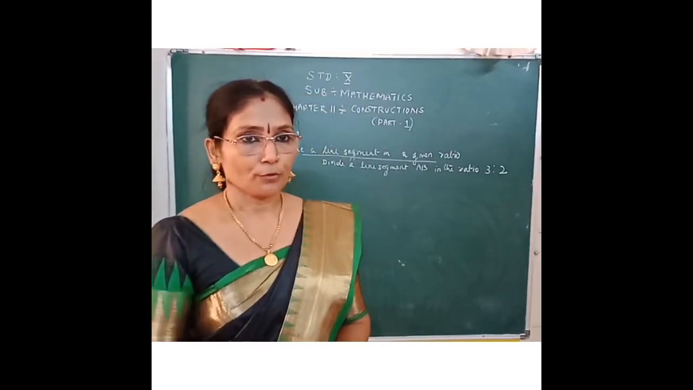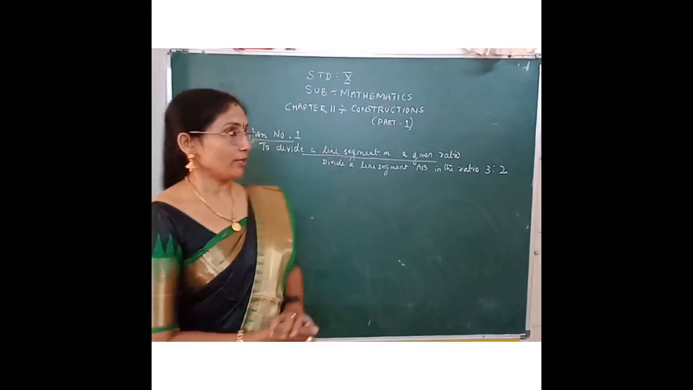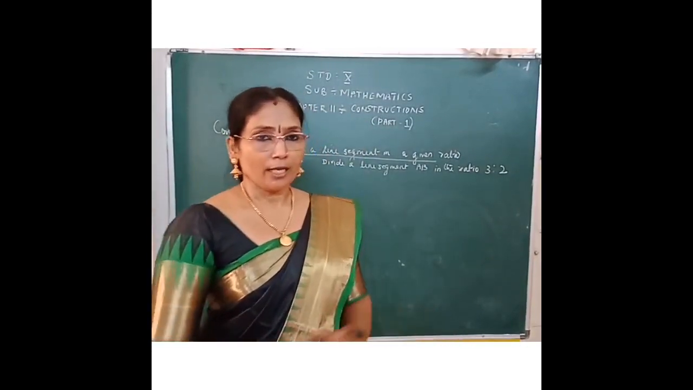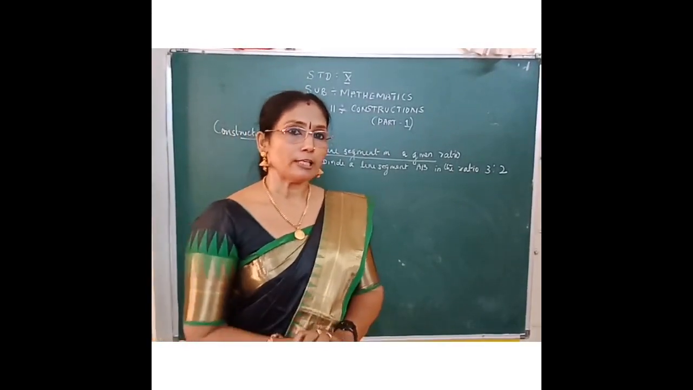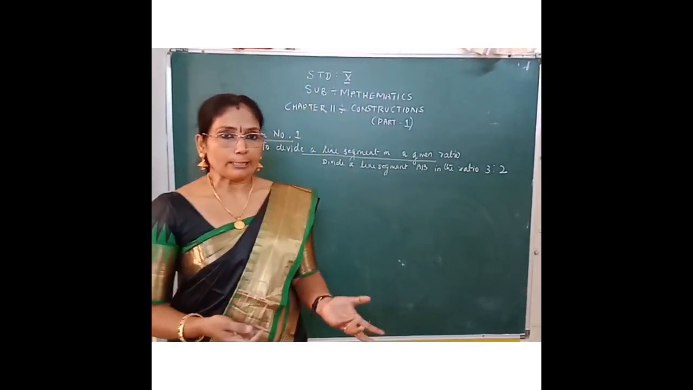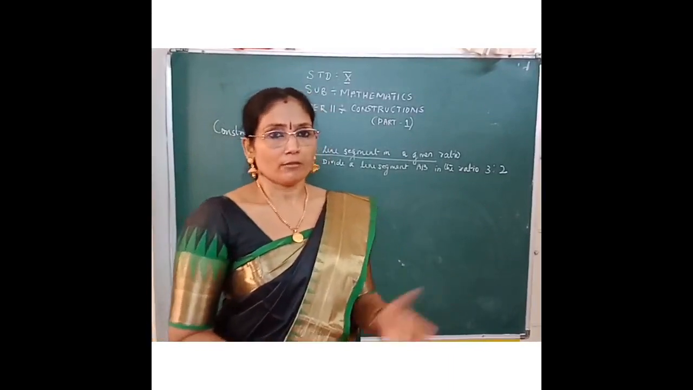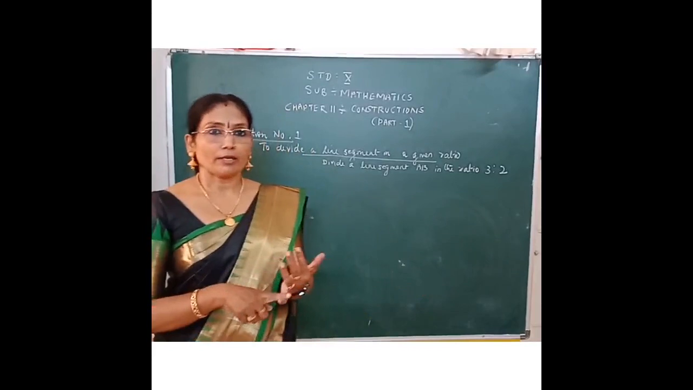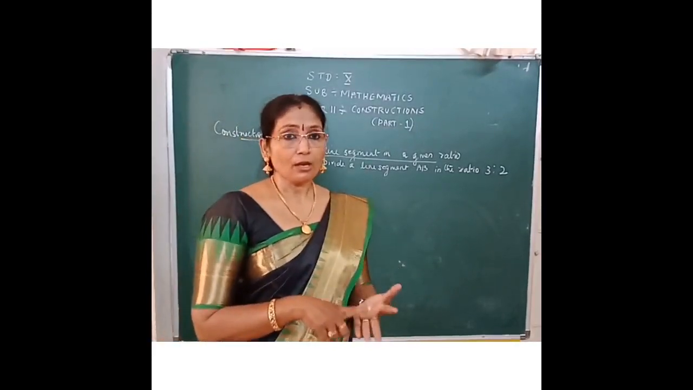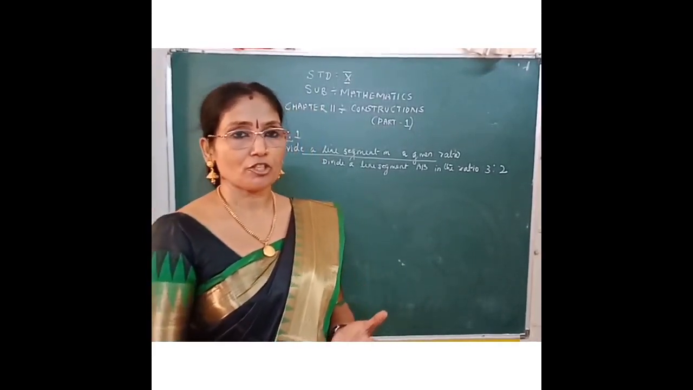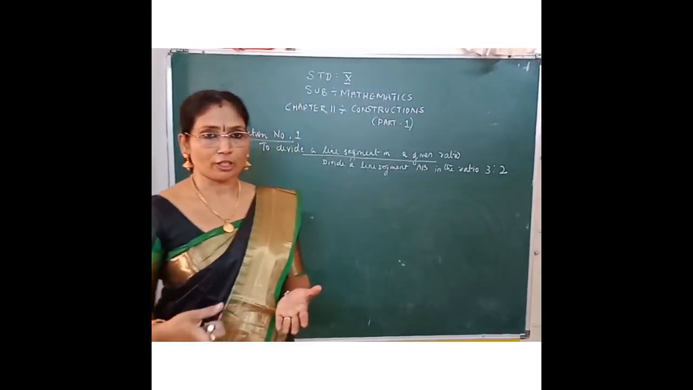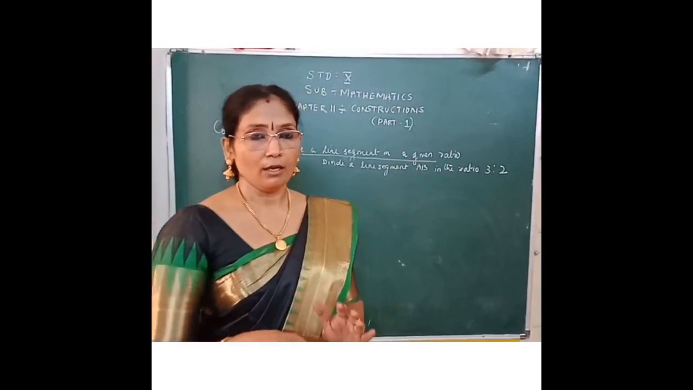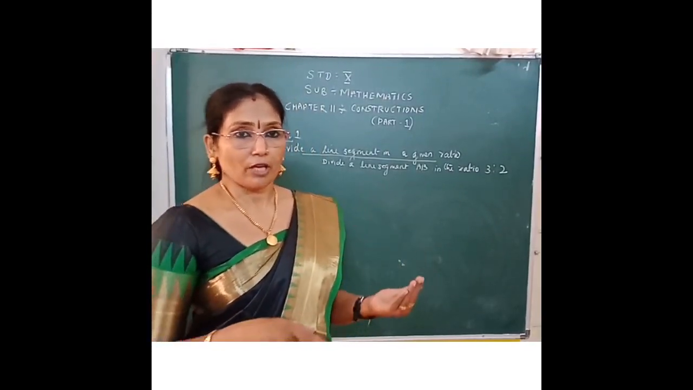Good morning, children. Today we are going to start with another chapter, constructions. Basically, you did constructions in the 9th standard also, but you have learned it in previous classes, that means 9th and 8th. What are they? Construction of a perpendicular bisector of a line segment, construction of an angle bisector, construction of an angle congruent to a given angle, and all the things that we have learned.